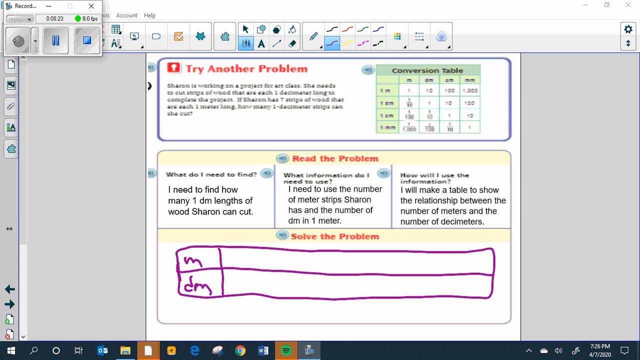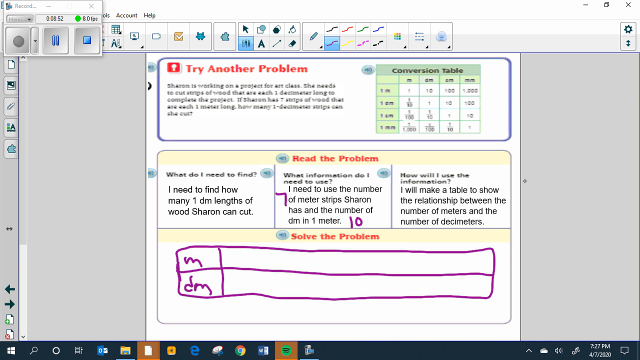So what is it that I need to find out? Well, I need to find out how many 1 decimeter lengths of wood Sharon can cut. And what information do I need to use? I need to use the number of meter strips. Remember, she had 7 of those. And the number of decimeters in 1 meter. Well, one meter equals 10 decimeters, so that would be 10.